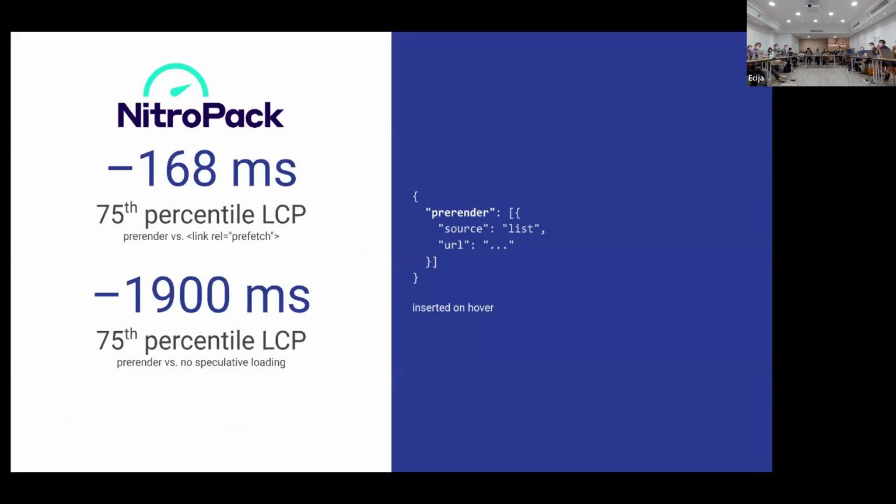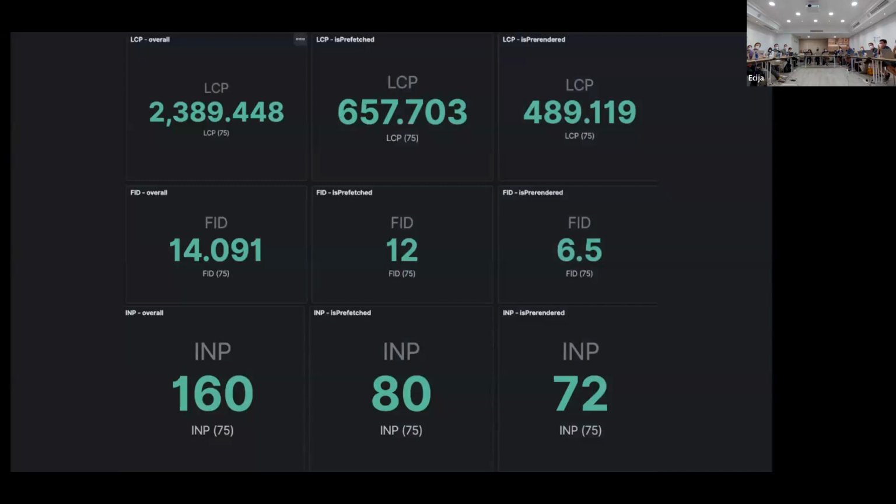And maybe even more dramatic is, sorry, that's supposed to say prefetch. Okay, I think it's actually pre-render versus no speculative loading. You get minus almost 2 seconds of LCP versus not doing any loading at all. So that's pretty cool. Here's the more full detail that they provided us. They're a pretty substantial provider, and they have a lot of data, but it is still early, so don't take this as perfect. But these are some pretty big differences.